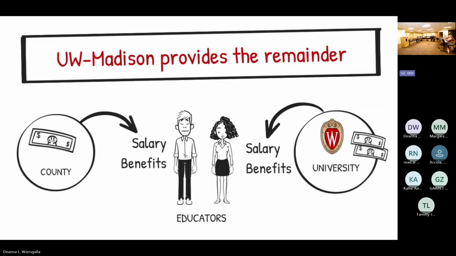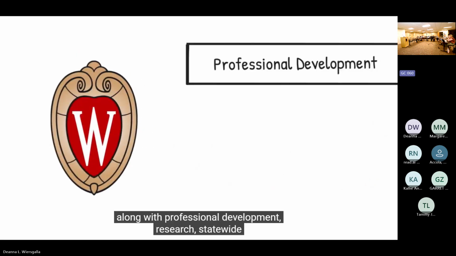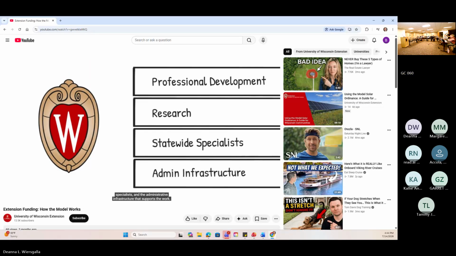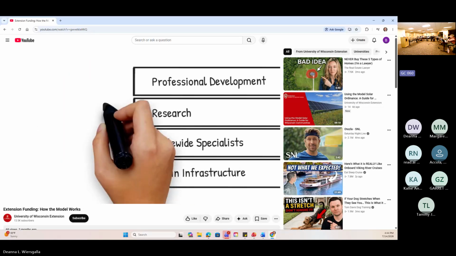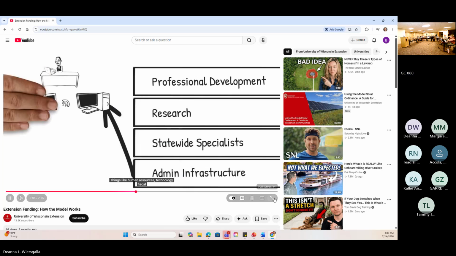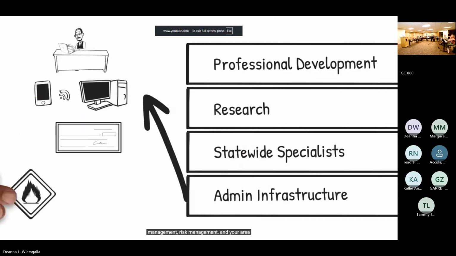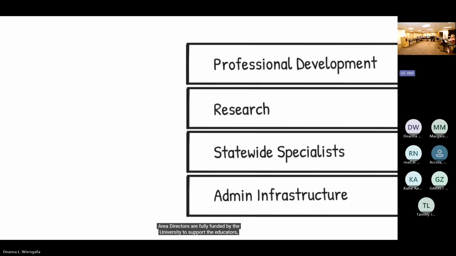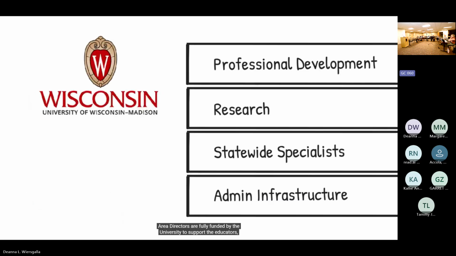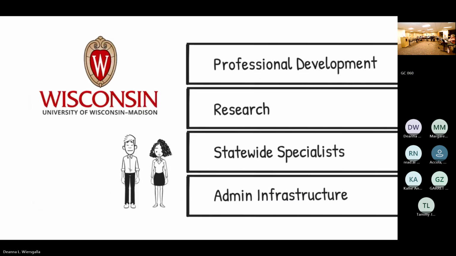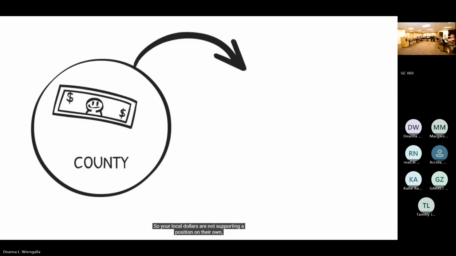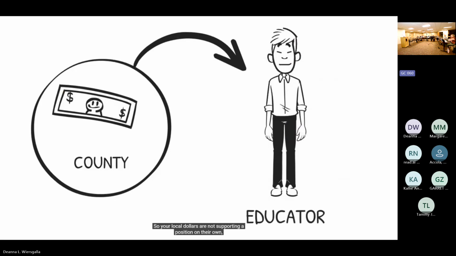So this is about what we were talking about earlier. The salary and benefits are co-funded. And this is what extension brings to the table: professional development, research, statewide specialists, and the infrastructure. Where'd the captions go, Deanna? The county.